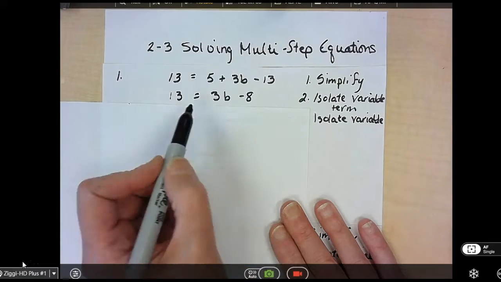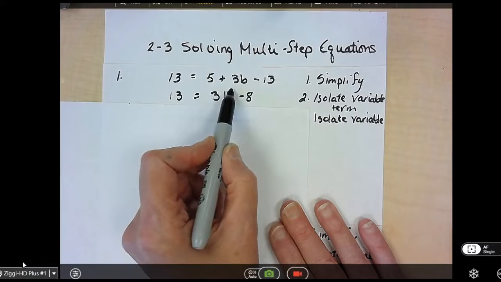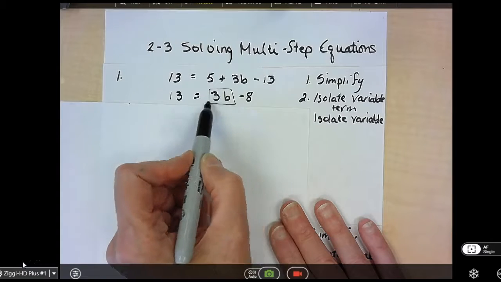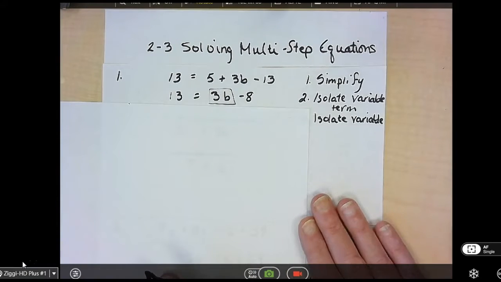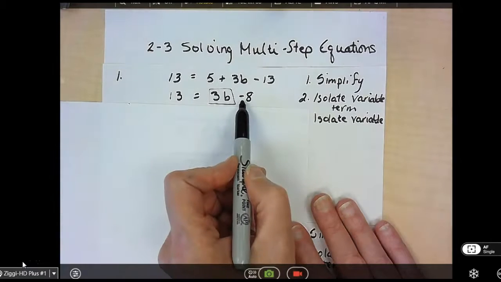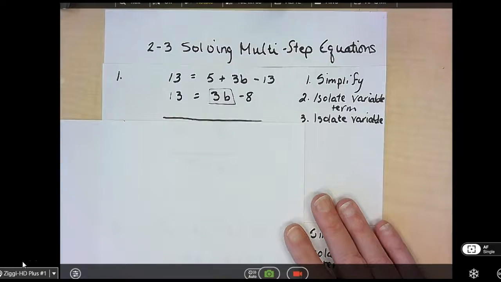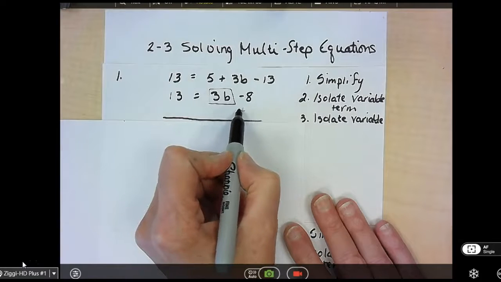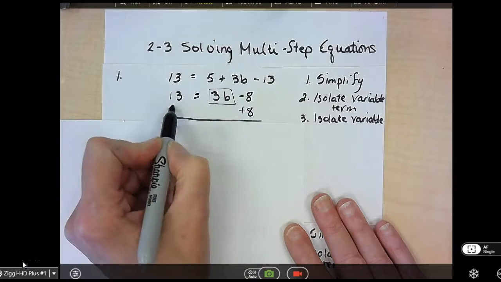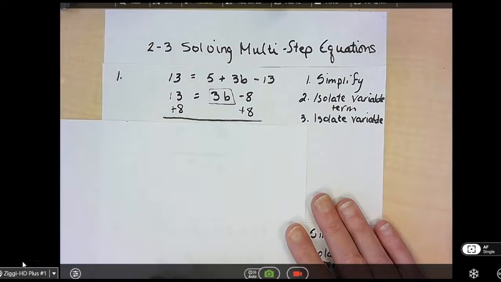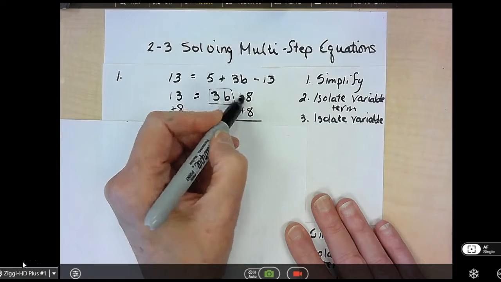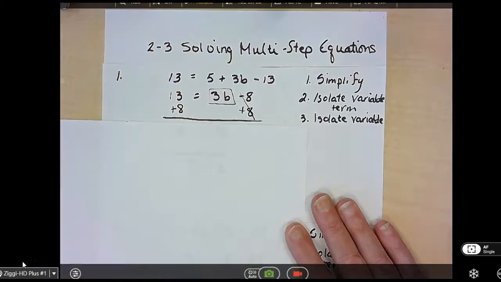So now I want to isolate the variable term. So again, I put a little box around it, leaving it alone. I want to now get rid of the minus 8. So the inverse operation is add 8. Add 8. So now these cancel. 8 minus 8 is 0. I just have 3b on the right-hand side, 21 on the left.